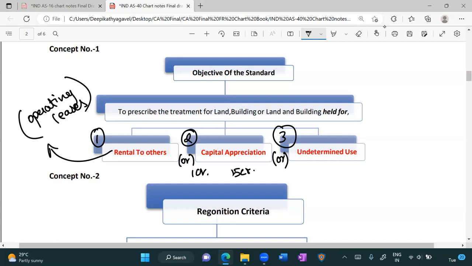So then why did I purchase that land? Because I had surplus funds and I wanted to invest them somewhere. So that is the reason I purchased the land. So which AS will apply?